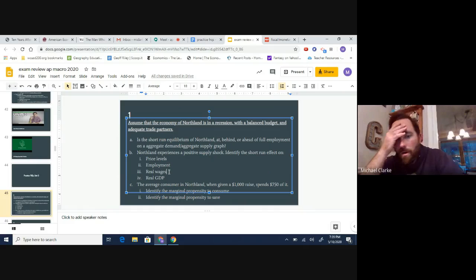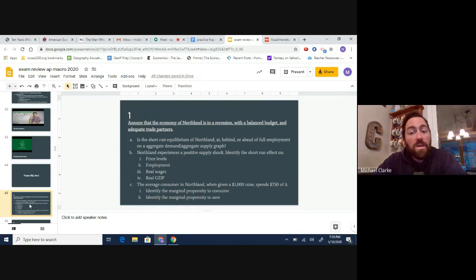Okay? Last part here. The average consumer in Northland, when given a $1,000 raise, spends $750 of it. You got to find the MPC and the MPS. 750 divided by 1,000 would be 0.75. That's your answer for number 1. That's given an additional $1, they're going to spend 75 cents of it. Number 2, all right, well, if number 1 is 0.75, you know it's got to equal 1. It's got to be 0.25, right?